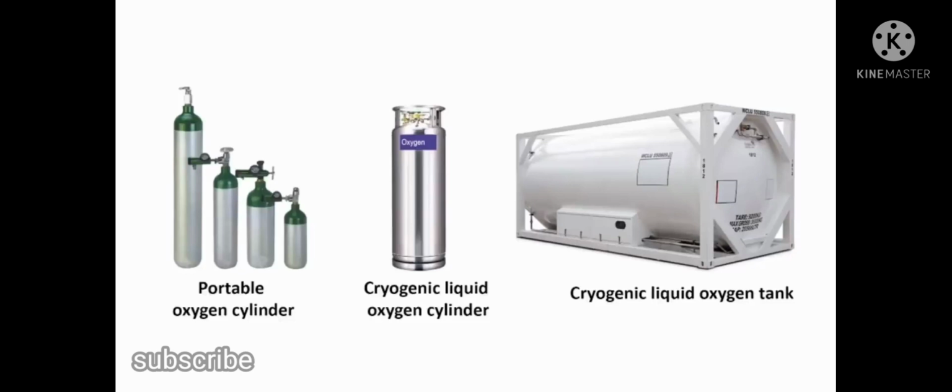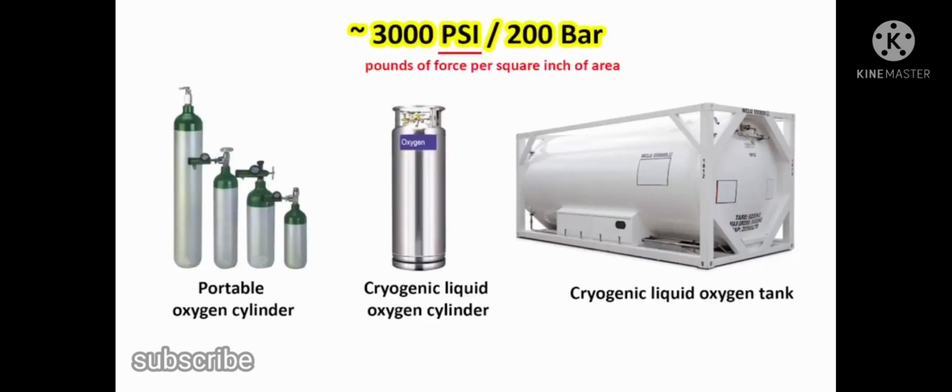So always remember, oxygen for industrial use is delivered to customers in liquid form, and it is stored in cylinders and tanks at high pressure. It is said that the pressure at which liquid oxygen is stored in a container is up to 3000 psi or 200 bar. For those of you who don't know what 3000 psi is, psi is a unit of pressure expressed in pounds of force per square inch of area. In layman's terms, anything more than 1000 psi is a lot of pressure.